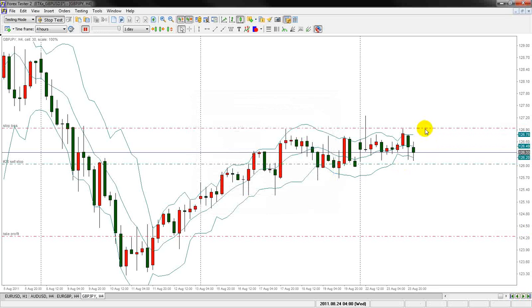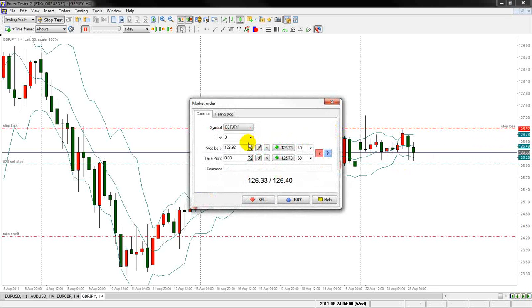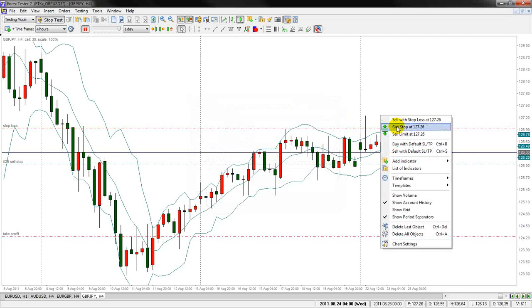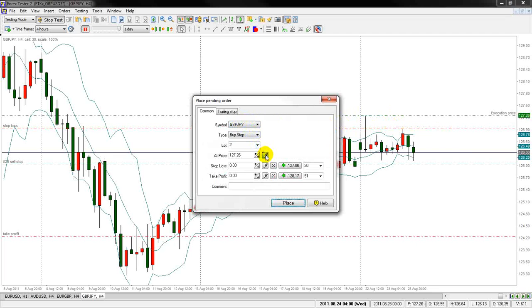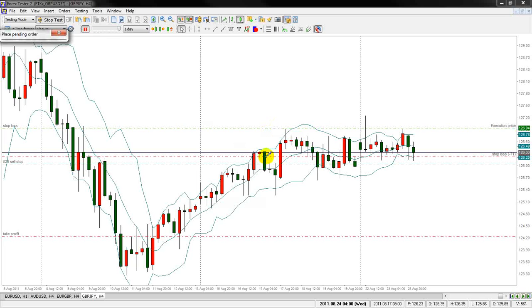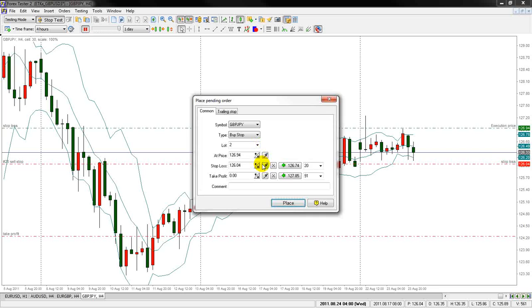Now I'm going to do the opposite here. I'm going to put a buy stop up here at this price. And I'll put my stop loss down here at this price, again 90 pips away. And then I'm going to put my take profit 180 pips above, all the way up there.